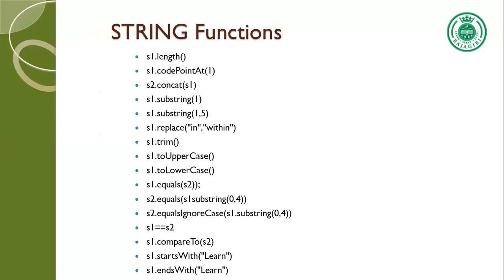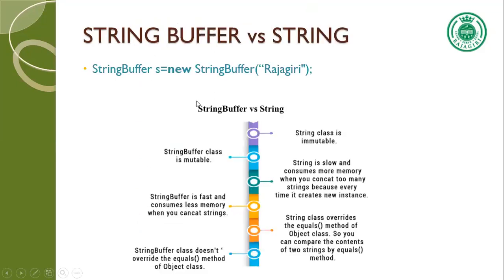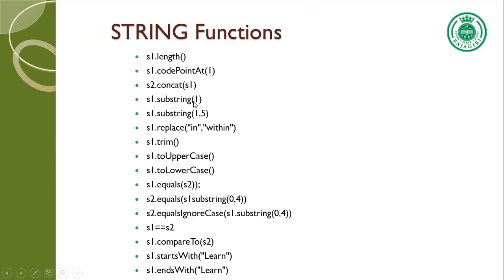To find out the length, you have s1.length, where s1 is my string. Now codePointAt. codePointAt means it returns the Unicode point character at a specified index. So if I give codePointAt 1, it gives me the Unicode at that particular index 1. Okay, then for concatenating, you have .concat. To find the substring, you have .substring. Inside over here, you will be giving the index. So if I give 1 over here, the substring from the 1st position will be given.